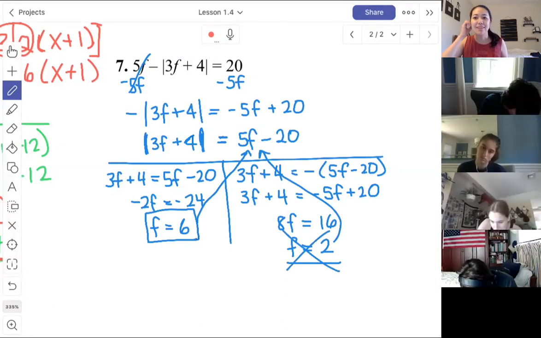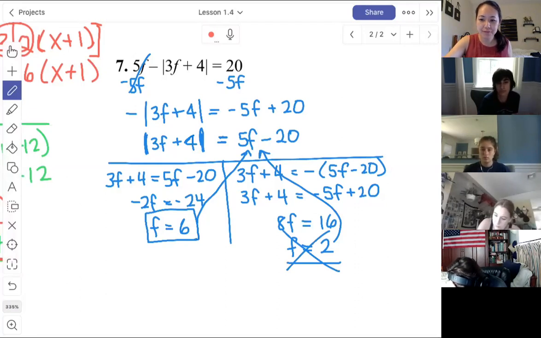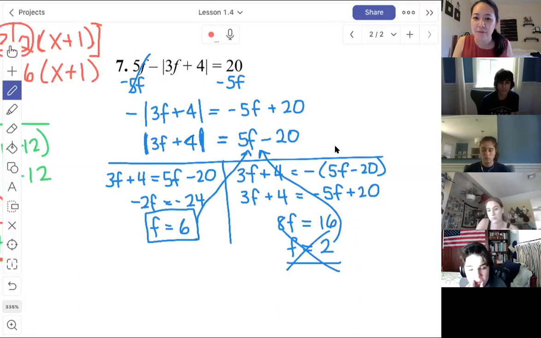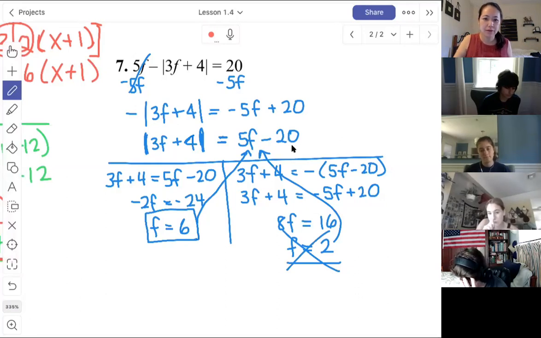I have a question. Yes, question. So when I did that, subtracting 3f on both sides, why'd you get negative 2f? I subtracted 5f from both sides. No, I mean when you separated the problem out on the left column, like the 3f plus 4 equals 5f minus 20. How'd you get negative 2f?